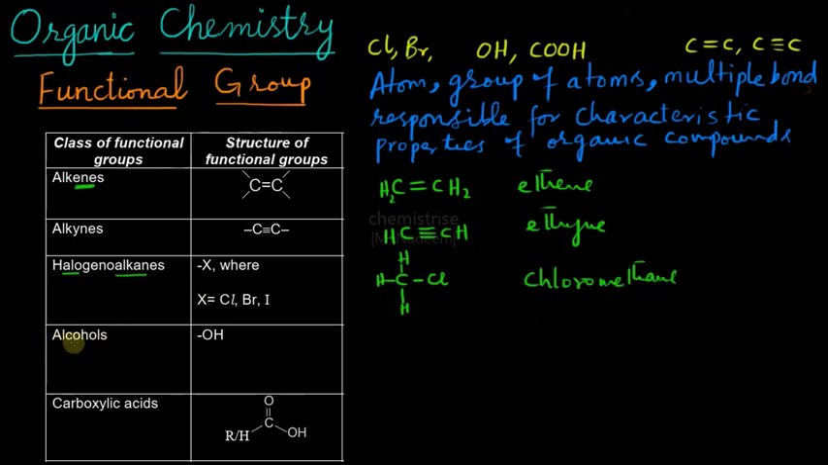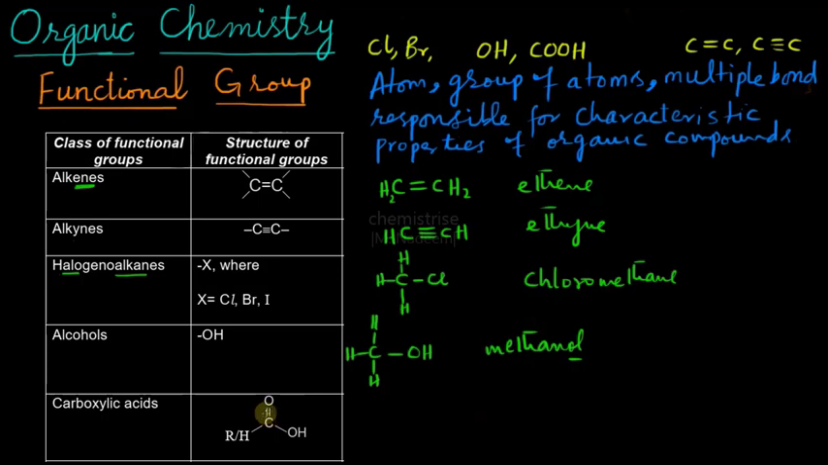The next functional group is alcohol, which contains OH. That means we can draw the compound like this, with three hydrogens, and replace the fourth hydrogen with OH. That gives you another compound, and this is known as methanol, ending with ol. Alcohols end with ol.